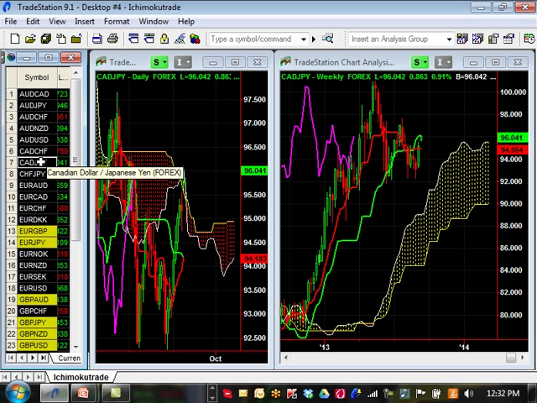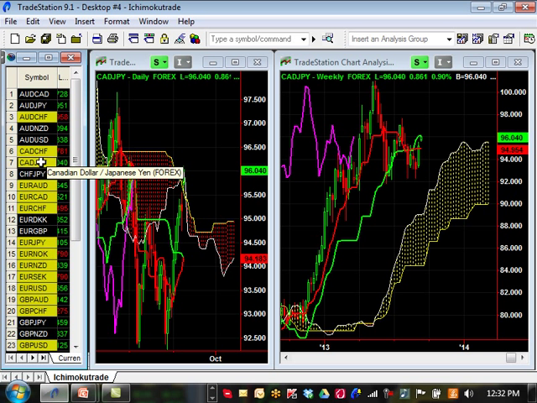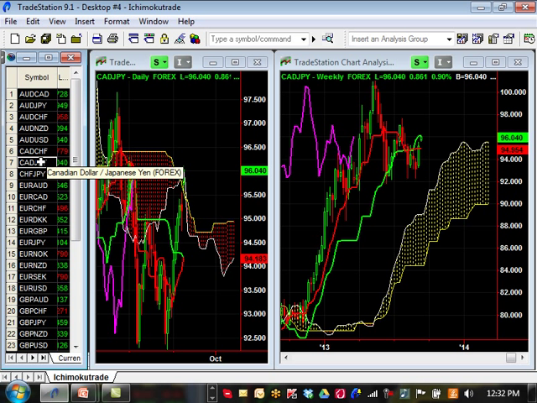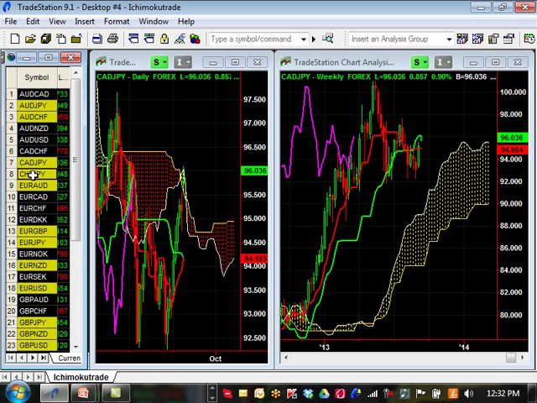CAD yen. Still going up. It still has not gone for a major pullback. It is at a major resistance right now at 96.04. Support on this guy is going to be about 94.95.